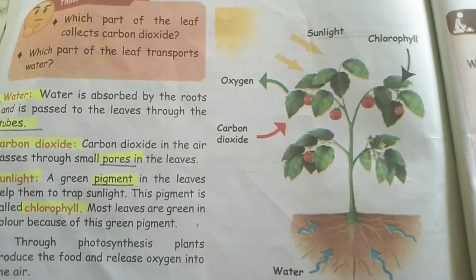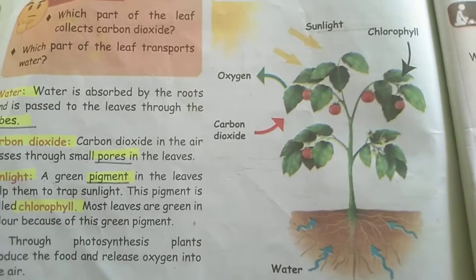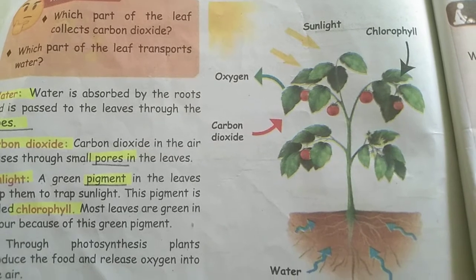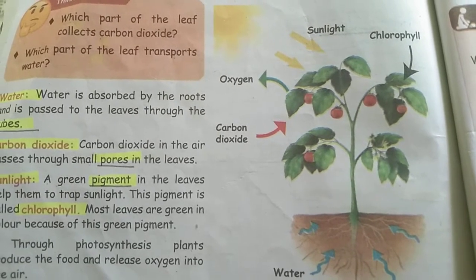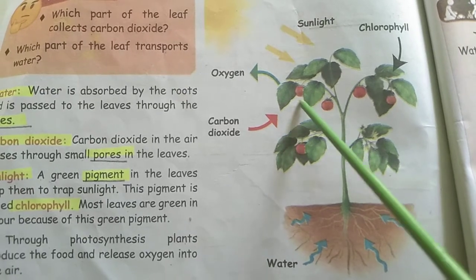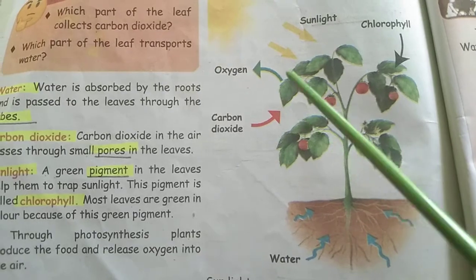breathes out oxygen. So if we sit near plants or trees, even banyan trees, we will get good, clean oxygen to breathe, because the plants release oxygen and take in carbon dioxide.